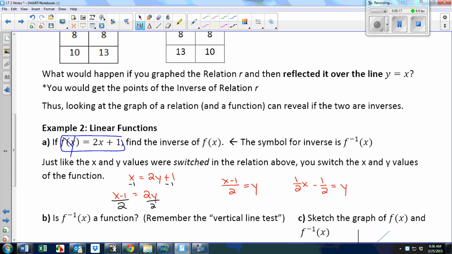But that y that we just solved for gets written as the symbol f -1 of x. You've probably seen that little -1 before. Do you remember where you saw it? The little -1 inverse on your calculator, the sine, the cosine. You remember doing that?